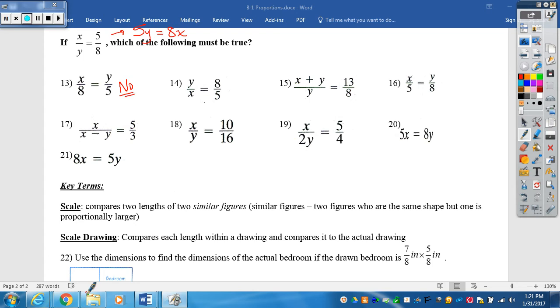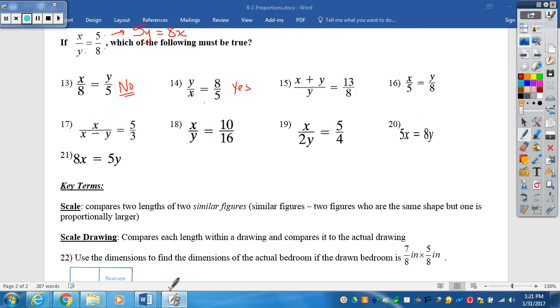If you notice here, instead of doing x over y, they're doing y over x. If I follow that same pattern on the other side, we have 8 over 5. That works. You could also do the cross product here. 5y is equal to 8x. If we look up here, we've got the same thing. Those proportions are the same, they're just written differently.